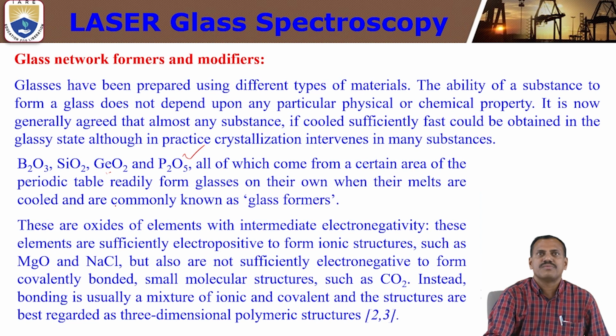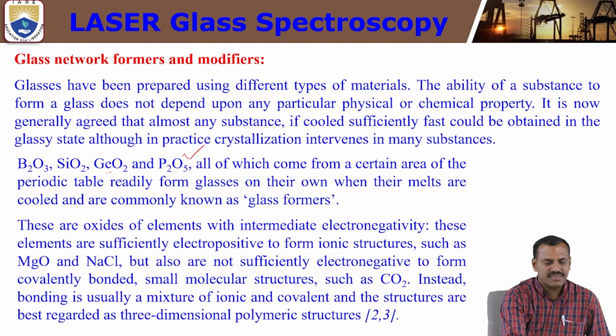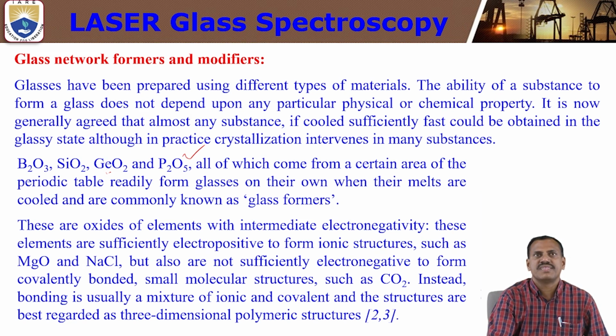These are the important glass formers of the system, all of which come from a certain area of the periodic table, readily form glasses on their own when their melts are cooled, and are commonly known as glass formers. So these are the glass formers: borate glasses, silicate glasses, germanium glasses, and phosphate glasses. By using these glass formers, we can prepare different types of glass host materials.